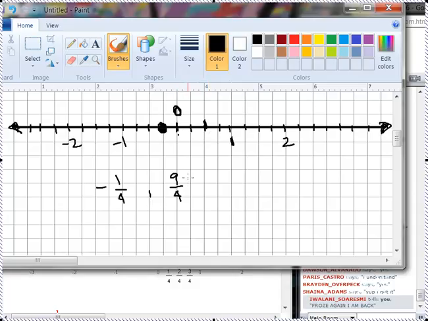So if I want to go +9/4, I would have to go 1, 2, 3, 4, 5, 6, 7, 8, 9 quarters. And if you were to put 9 divided by 4 in a calculator and press enter, it will probably give you a decimal answer of 2.25, which is 2 1/4. Or if you were to reduce this fraction into a mixed number, that would be 2 1/4 to the right. So that's how you plot that thing. Is that cool?